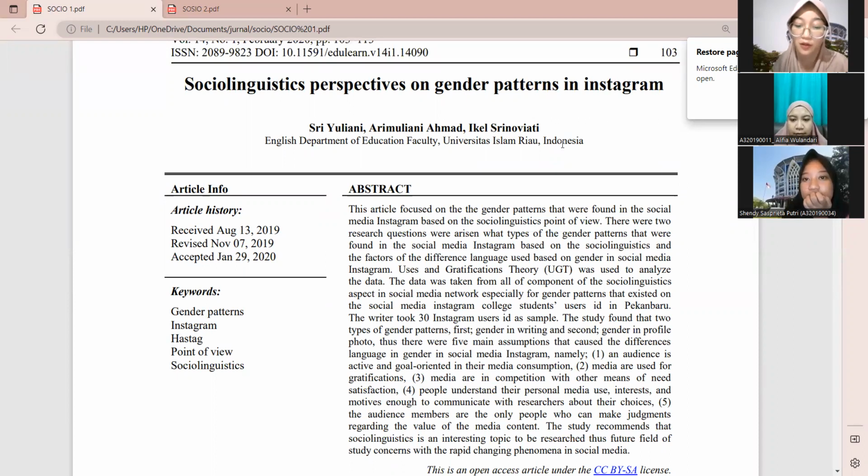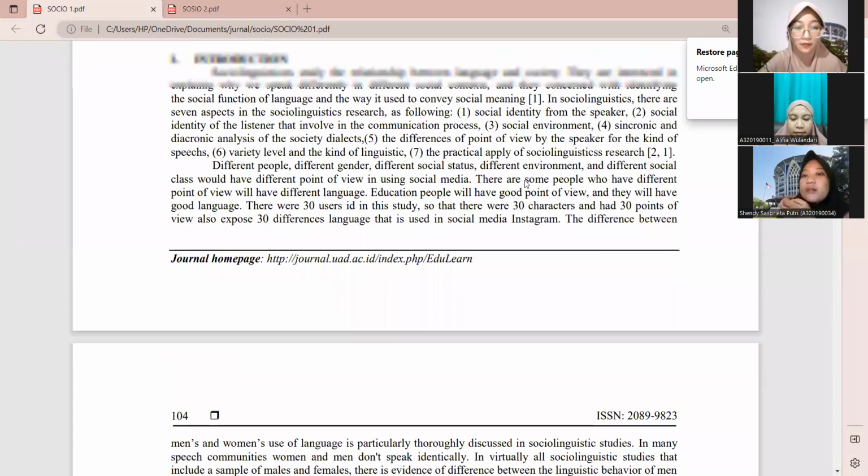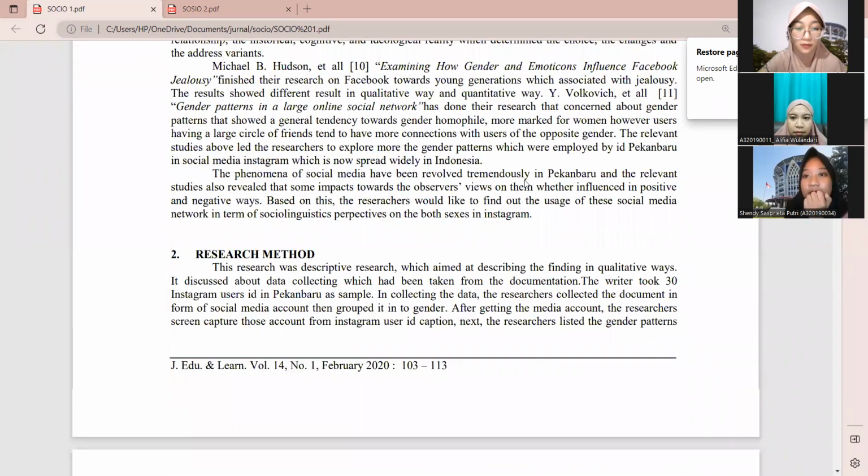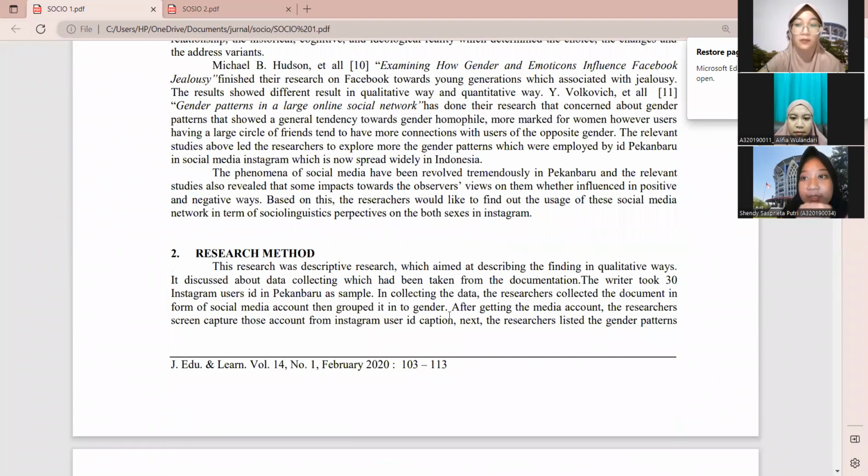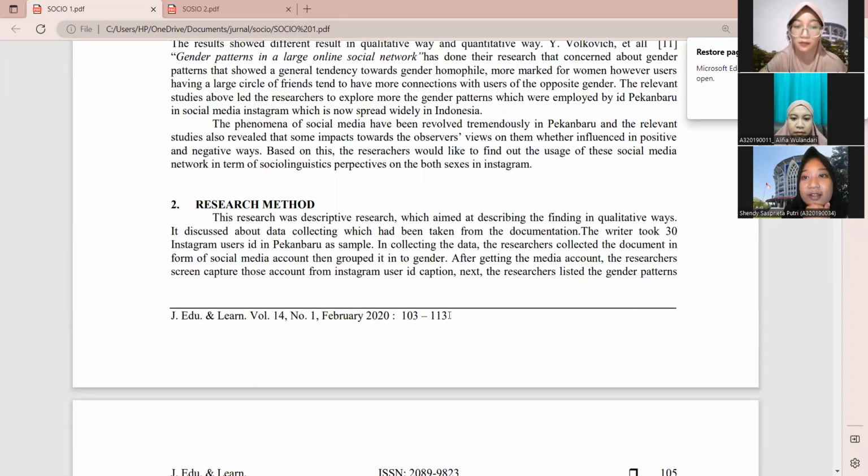Okay, thank you. This is a long answer. What is the research method of this article? So the research method of this article was descriptive research, which aimed at describing the findings in qualitative ways. It discussed data collection, which was taken from documentation. The writer took 13 Instagram users' IDs in Pekanbaru as the sample.